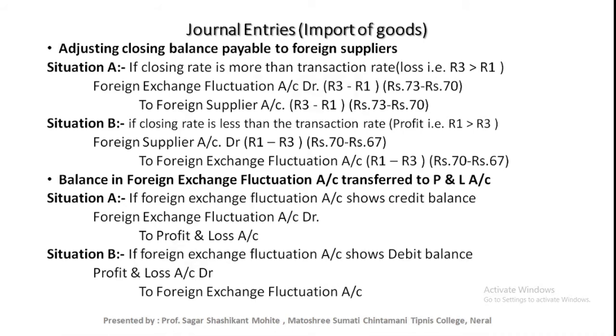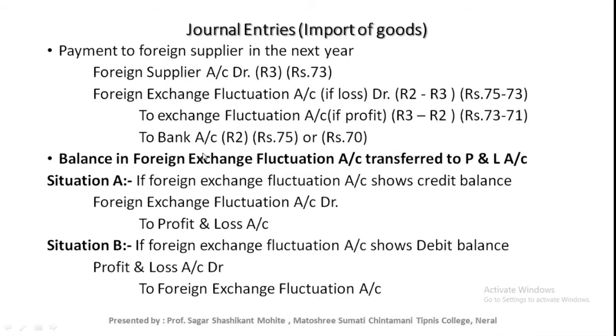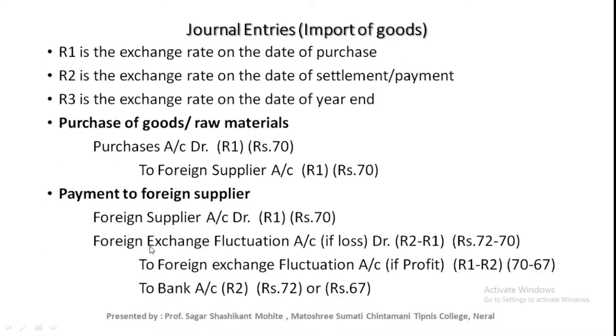These two entries are passed on the date of year end. First one is adjusting closing balance payable to the foreign supplier, means outstanding balance adjustment, and next balance in FEF account transfer to the P&L account. Okay, in the next year we need to pass the entry for payment to the foreign supplier. The entry is the same as we passed earlier for the payment to the foreign supplier, but the difference is that in the earlier entry we used R1 as a base rate, that is R1 is the exchange rate on the date of purchases.